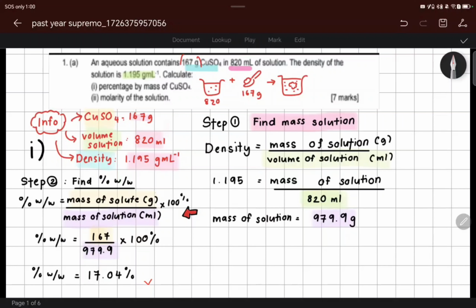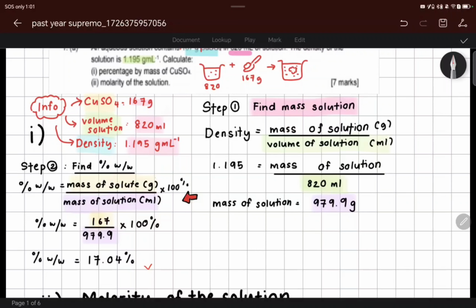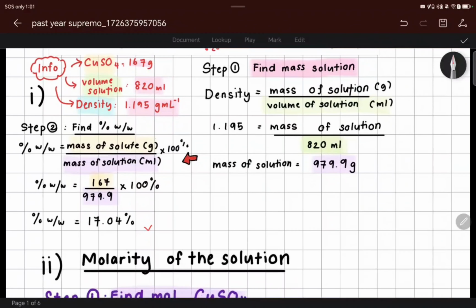The formula is percentage equals mass of solute, which is 167, over the mass of solution, times 100. So do we know the mass of solution? No, right? We don't know. So how are we going to find it? We're going to find it through the formula of density. First step, find the mass of solution. The density formula is mass of solution in gram over volume of solution in ml. The density is already given, 1.195, equals mass of solution over 820 ml.